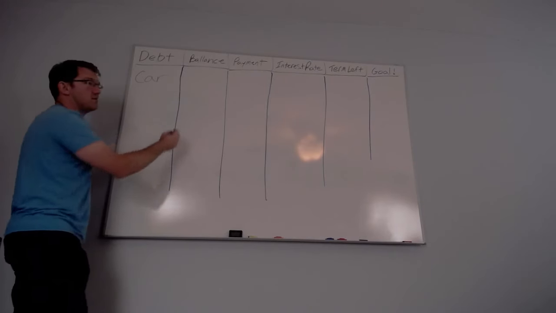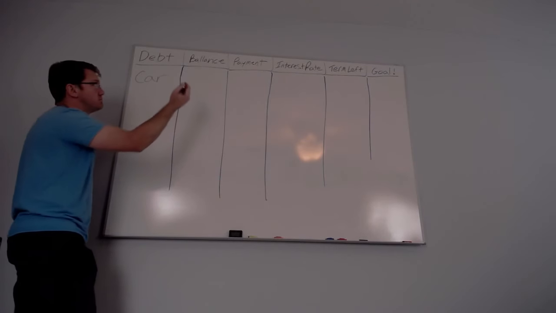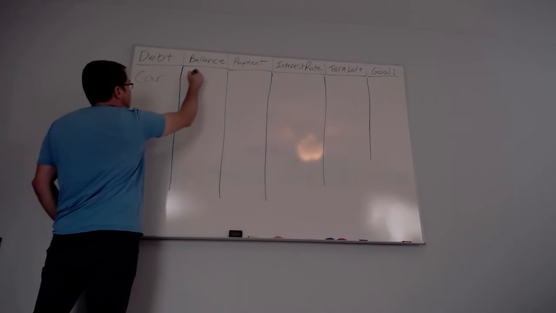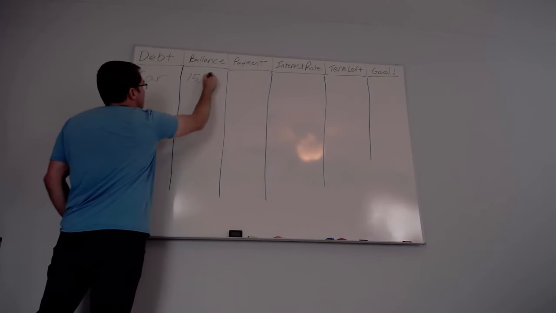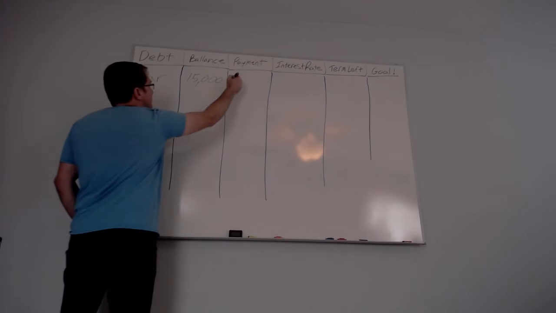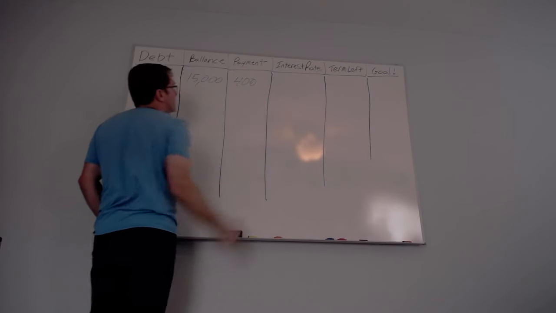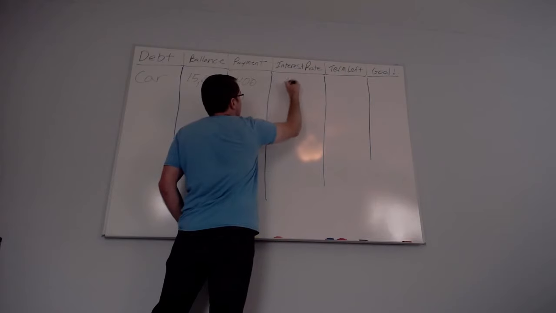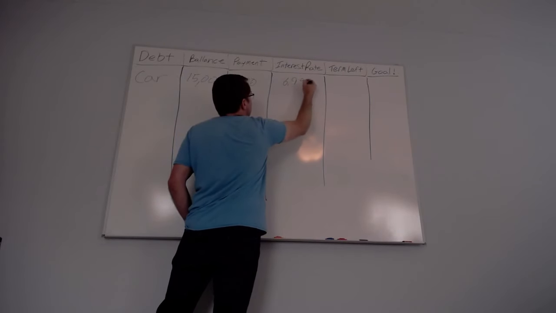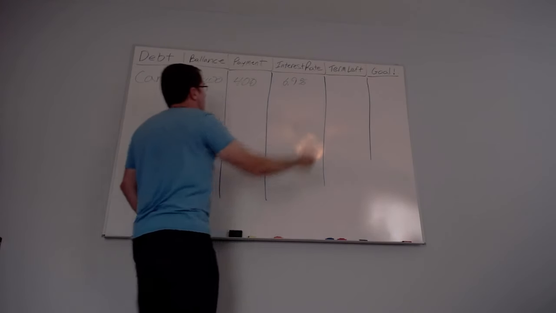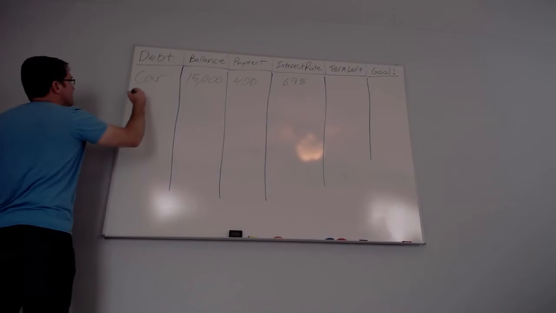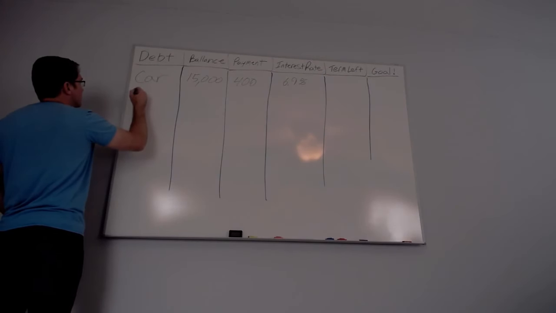All right, so let's just say first thing is a car, right? The balance you have on the car is, I don't know, so you got like 15,000 left on the car, all right? Maybe it's a $400 a month payment. Interest rate on the car you got for 6.9%. And we'll go back down to there. Okay, so you got a credit card.